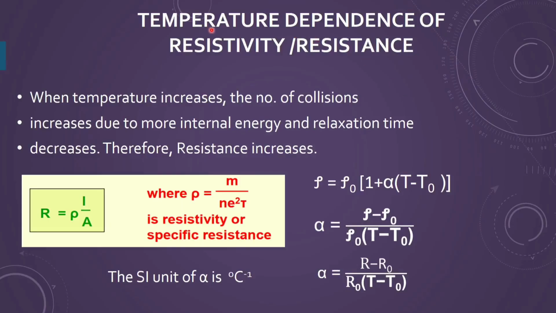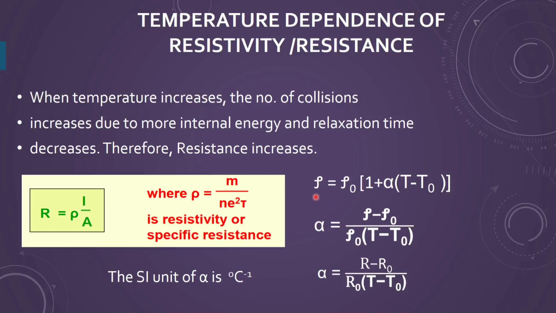Now, as we have discussed, resistivity and resistance depend upon the temperature. So when the temperature is increasing, the number of collisions increases and relaxation time decreases. So resistance or resistivity, both are increasing. So it has been found that resistivity is equal to rho naught, where rho naught means resistivity at absolute temperature, times 1 plus alpha (T minus T naught). T minus T naught is the change in temperature.